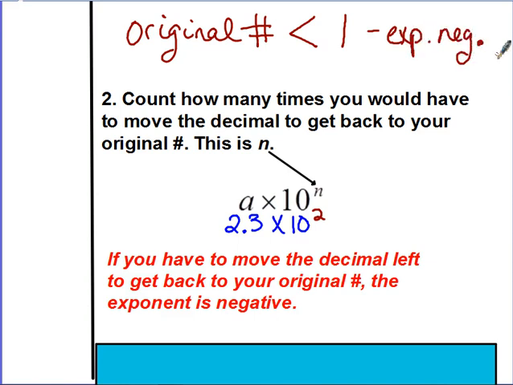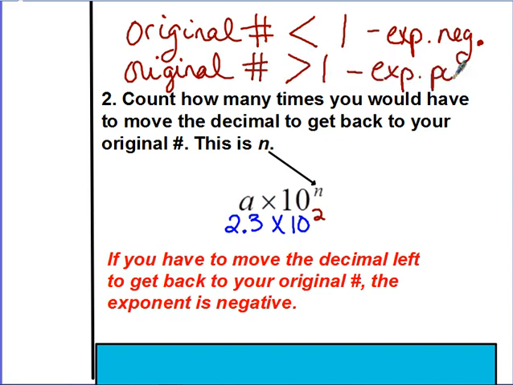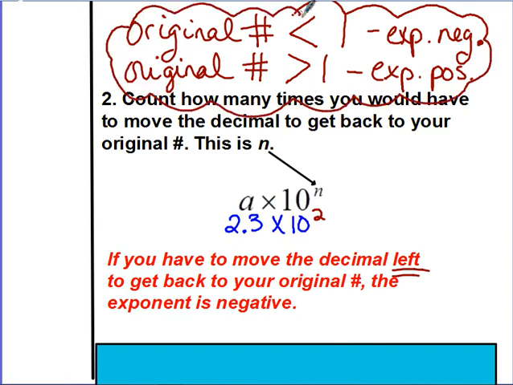Please write this down. If your original number was bigger than 1 whole, then your exponent will be positive. A lot of students have trouble with the left and the right, determining which way they moved the decimal point. So I like to use this instead to determine if I'll have a positive or negative exponent. You're probably going to need to pause here so you can get all this good information written down, and then you can resume with me. We're going to do some examples.